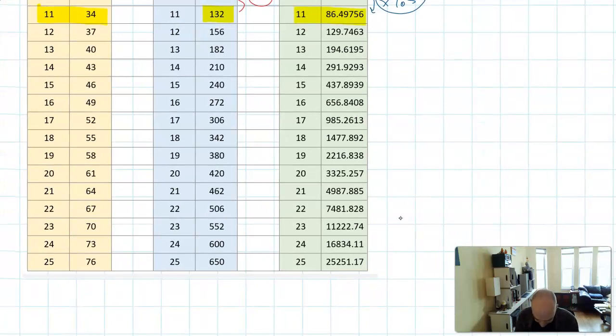The exponential function is at 25,000. Well, our good old friend, the quadratic function, is at 650, and our linear function is over here being sad at a value of 76. That's what's going on. Can we find out where they actually cross or intersect?